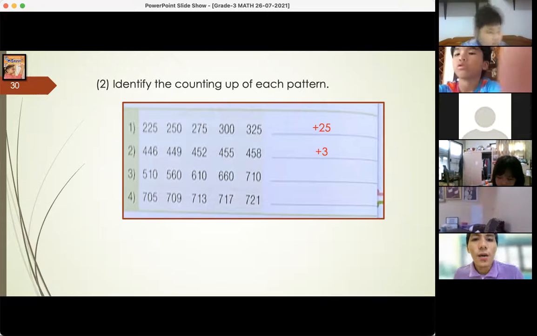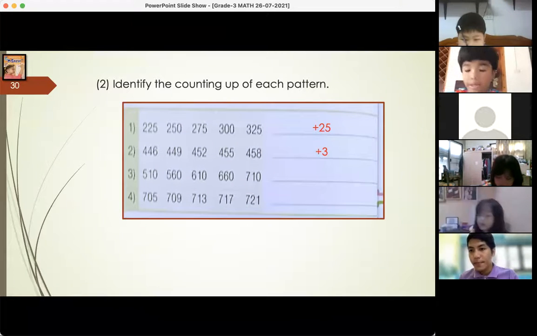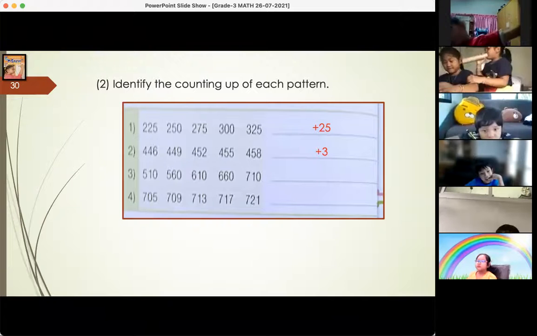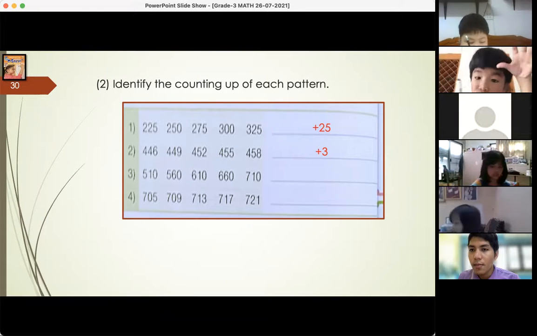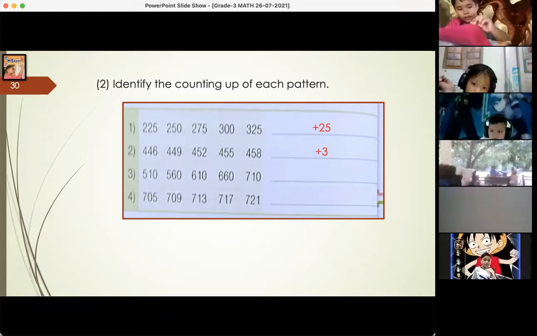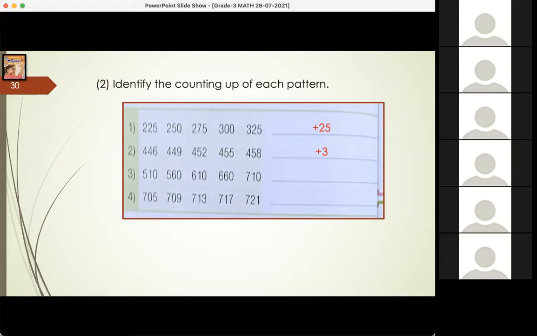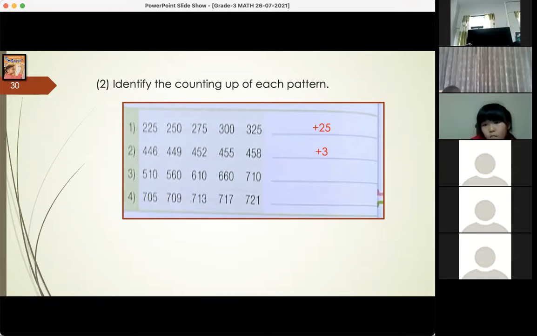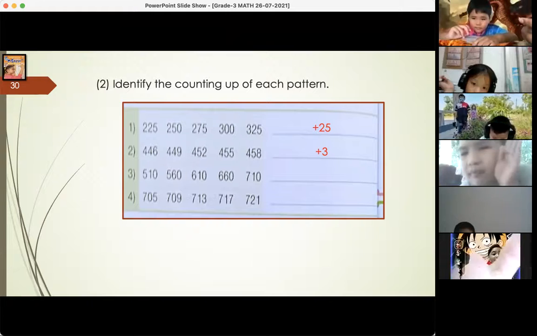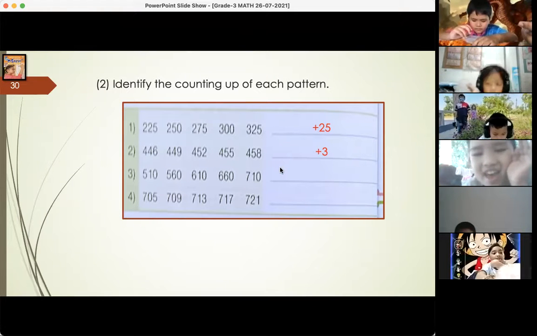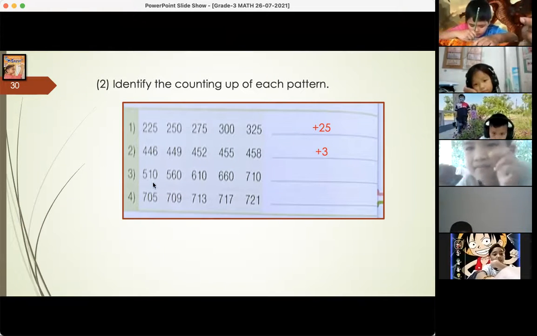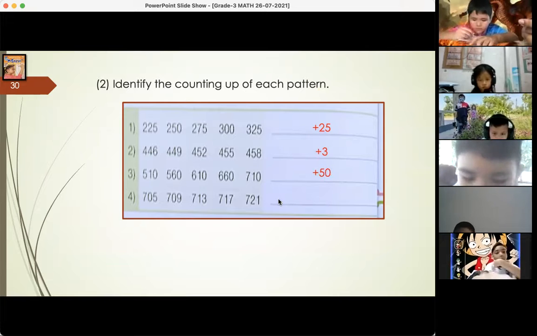All right. Number 3. Who wants to try? Anyone? Who wants to volunteer? Who knows the answer for number 3? No one? All right. Let me call Pass. Pass, go. What is the relationship of this pattern? 50. Very good. Counting up by 50. Good job.